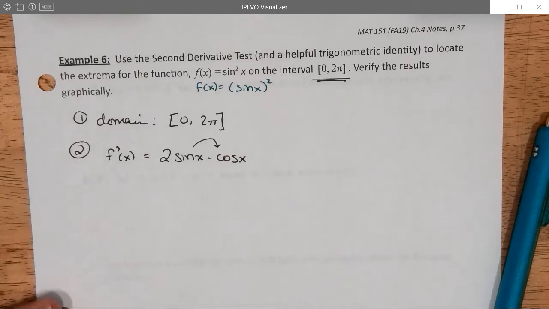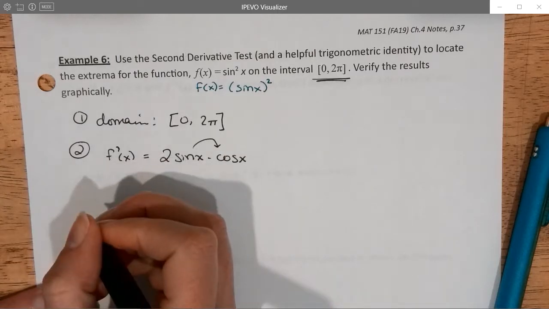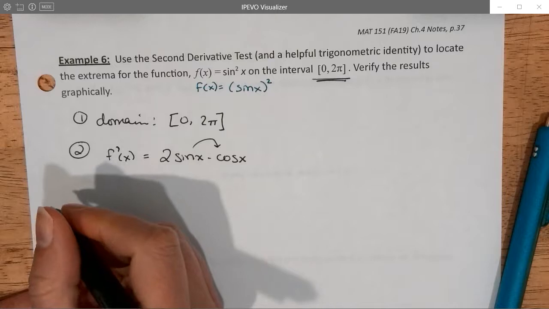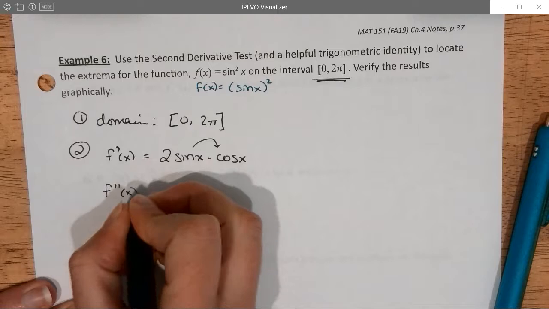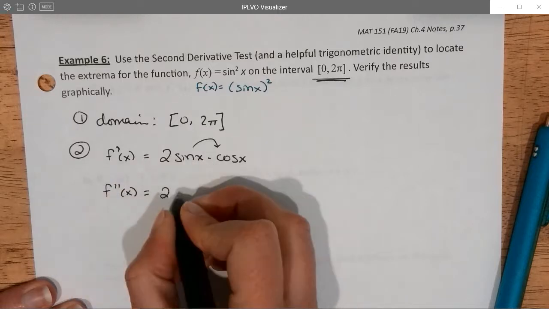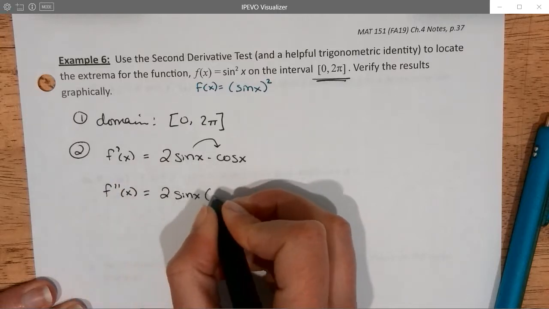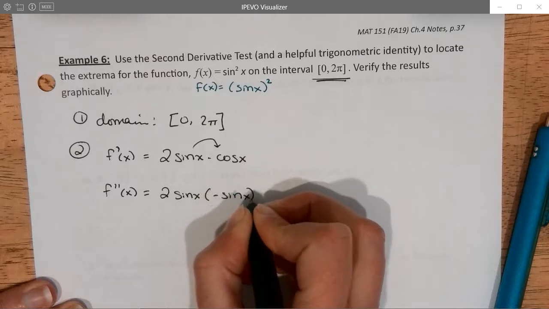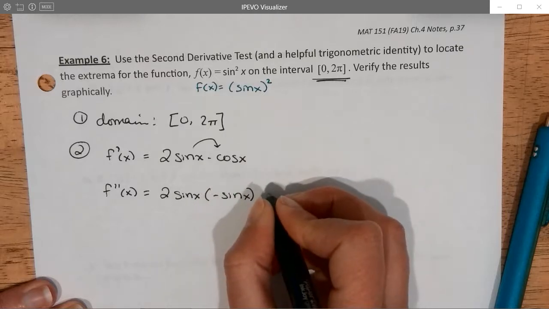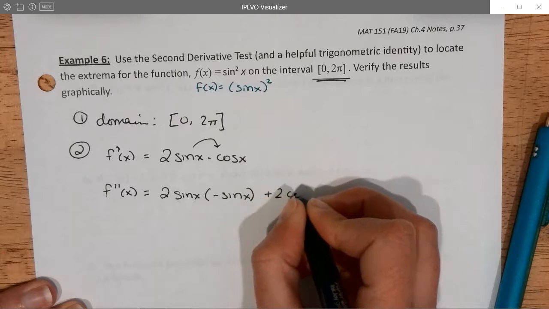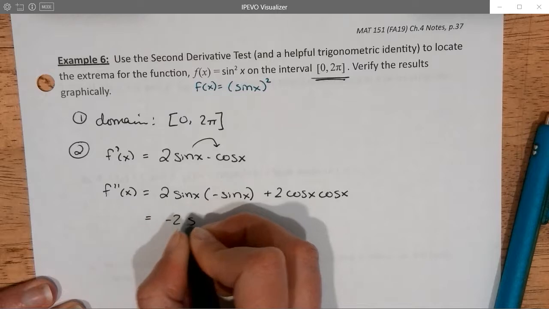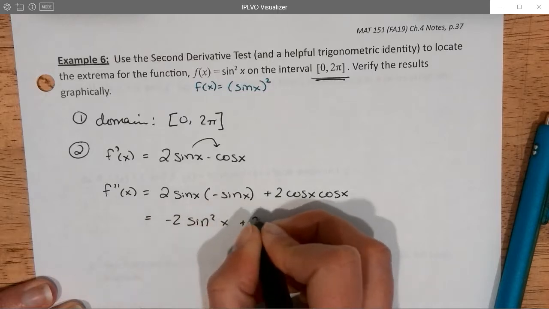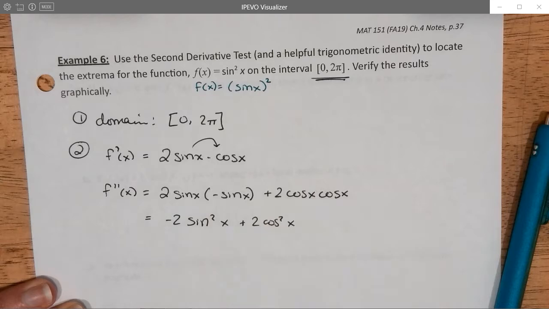Okay. Then we're going to want the second derivative, which at this point would require the product rule. So the second derivative is going to be 2 times, I'm going to leave the sine of x function alone, take the derivative of cosine of x, that's negative sine of x, plus the reverse, plus 2 times the derivative of sine of x, which is cosine of x, and I'll leave the cosine of x alone. So it gives us negative 2 sine squared of x plus 2 cosine squared of x. Okay, so I've got my first and my second derivative.